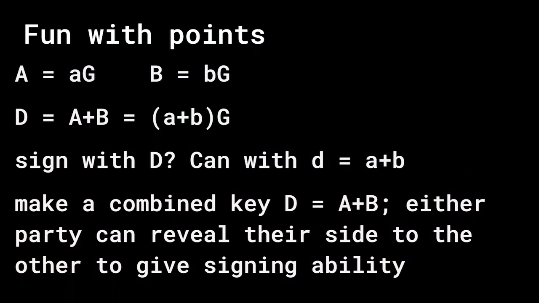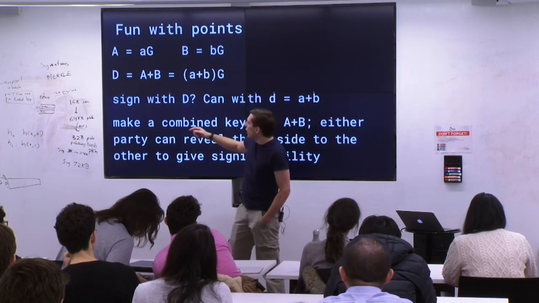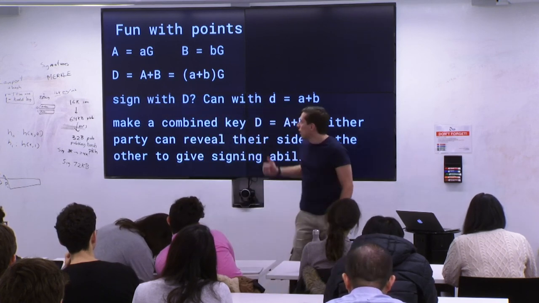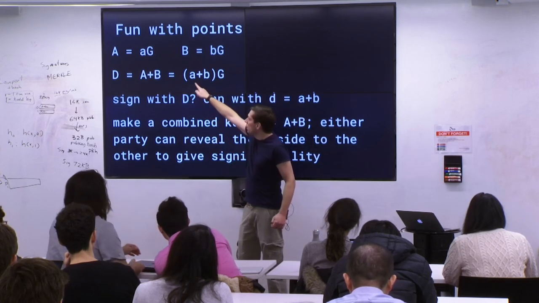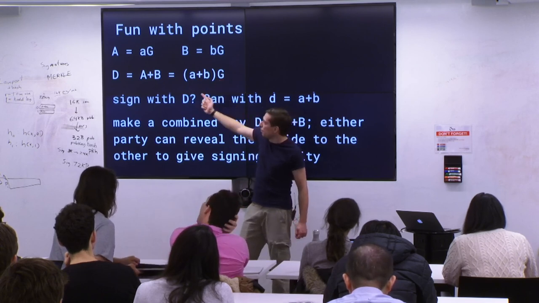The last part, you can have fun with points. And I use this in my software. So you say, okay, well, there's a public key A, there's a public key B. And well, we'll define D as the sum of these two public keys. The thing is, if you're summing these two public keys, it's commutative, and it's the same as saying the sum of the two private keys times G, right?